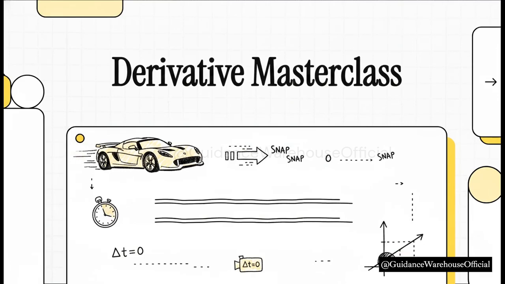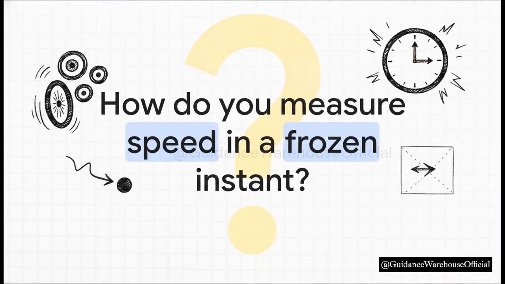Picture this. A Hennessy Venom GT is blasting down a runway at a blistering top speed of 270.49 miles per hour. It's literally one of the fastest cars on the planet. But think about this for a second. If you snap your fingers and freeze time at one exact absolute instant, the car is technically covering zero distance in 0 seconds. So this brings up a massive mathematical paradox.